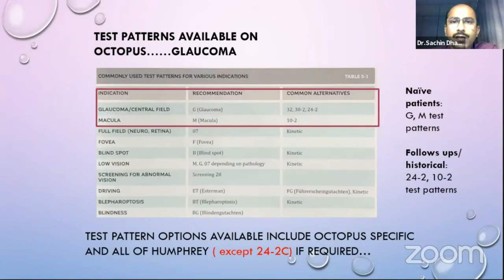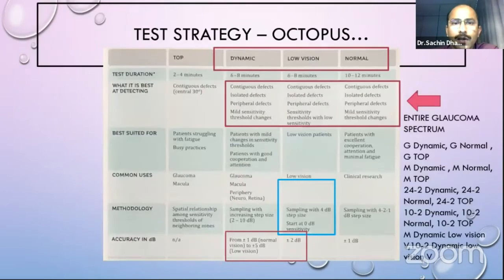So if you are comfortable with those patterns, please go ahead with those patterns. We can do tests on those patterns as well. So the G and the M are the basic, and 24-2, 10-2 test patterns, and 30-2 are the add-ons. Except the 24-2C, which is the new addition to Humphrey, all the other test patterns are available.